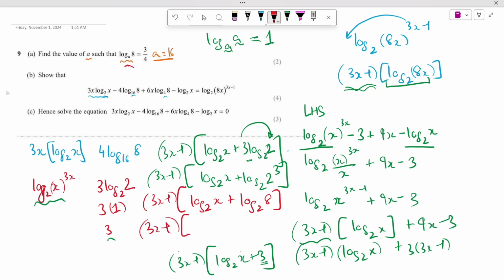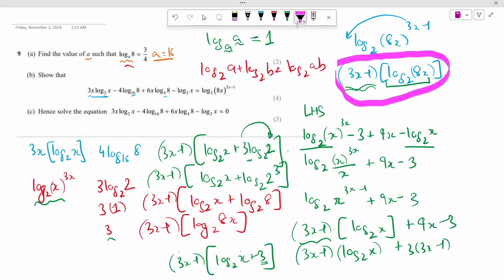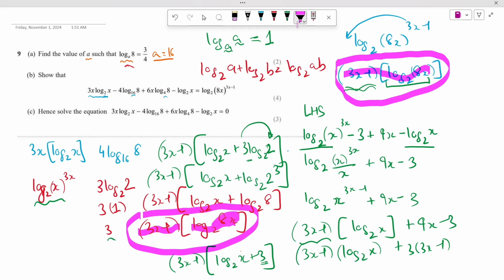There is also a property that you need to know. When the base is the same, for example, log 2a plus log 2b, you can write this as log 2ab. So here we can write this as log 2 8 into x, that is 8x. So as you can see, this was our RHS, 3x minus 1 and log to the base 2 8x, and here we have arrived at the same term, that is 3x minus 1 and log to the base 2 into 8x. So this was the second one, and now we'll move to the third part.